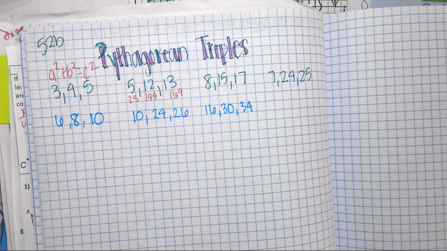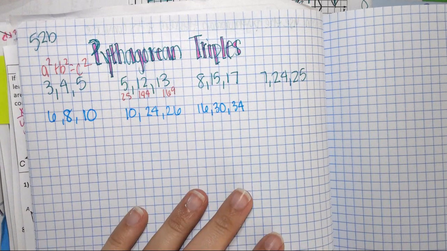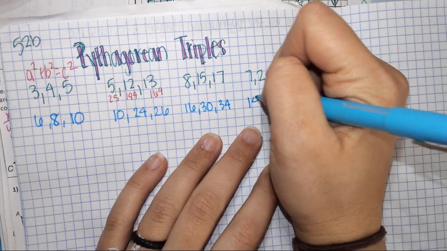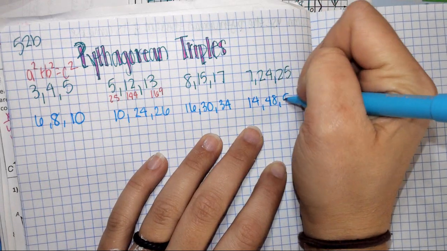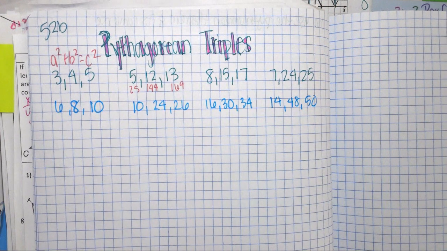Does it work for the blue numbers too? Yeah. 6 and 8, then... Yep. That's crazy. So you could do 14, 48, and 50. That's a triple. And it goes on and on.